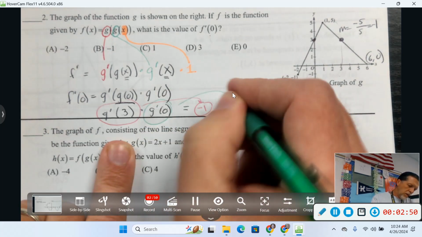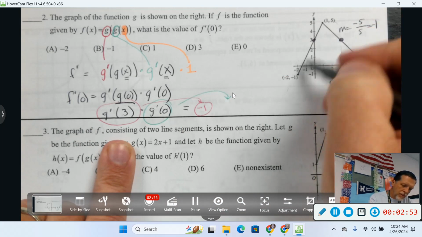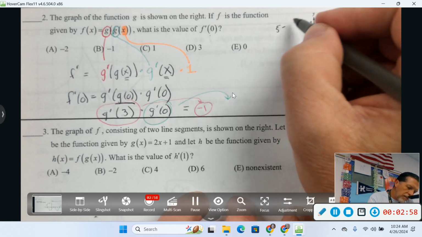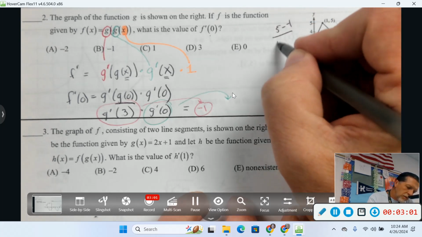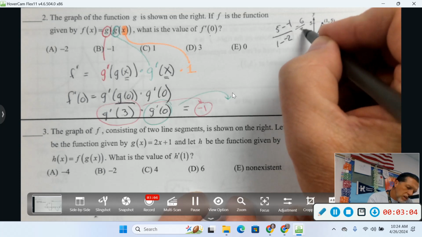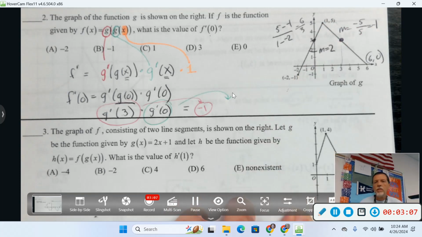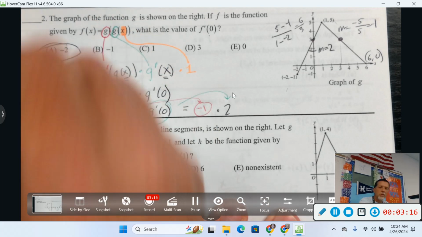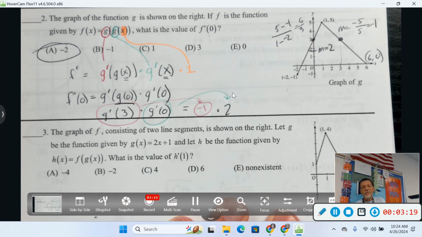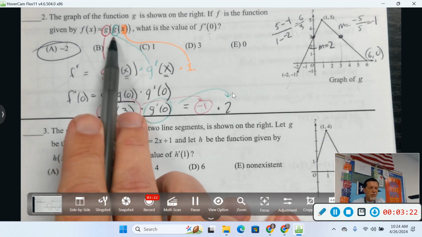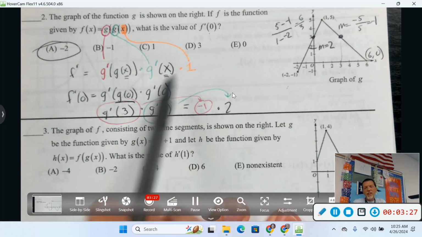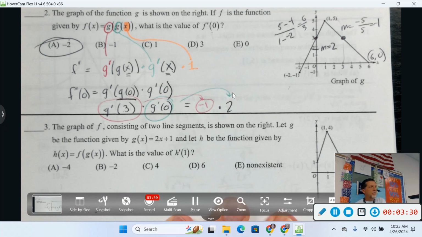And g prime at 0, that would be the slope of this line. Let's see, that looks steeper. 5 minus -1 over 1 minus -2. Yeah, that slope is 2. The slope of that line piece is 2, which means its derivative is 2. And then -1 times -1 times 2 is -2. Gosh, what a lengthy problem that started out seeming so simple. A simple graph, simple equation, but the chain rule and the composite function stuff, kind of complicated, that one.